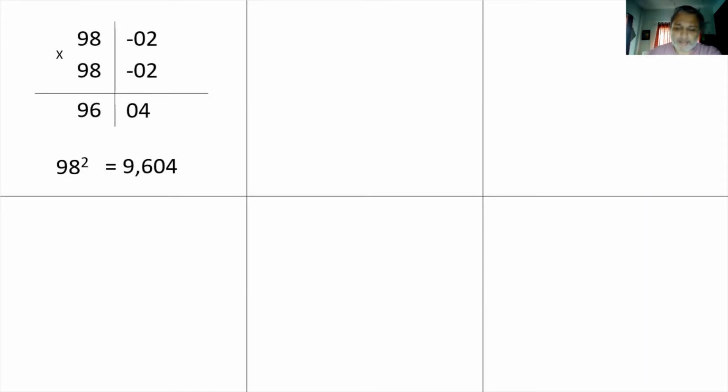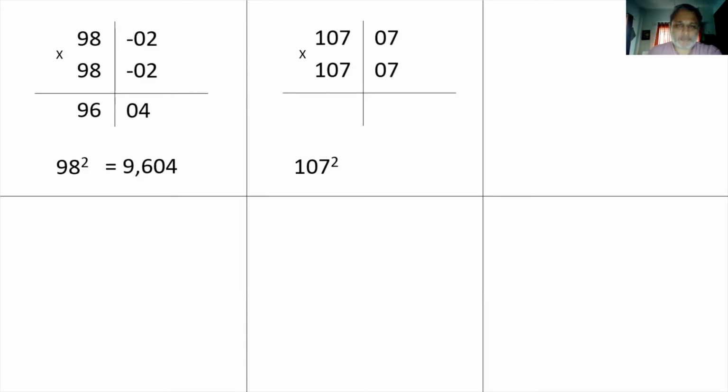Let's look at another example. Suppose you want to calculate 107 square. Now our number is greater than the base. So 107 square is nothing but 107 into 107, and the base is again 100. The closest base is 100. So we'll compare 107 and the base, which is 100. Our number 107 is 7 more than 100, that is plus 07. So the difference from the base is positive, plus 07.